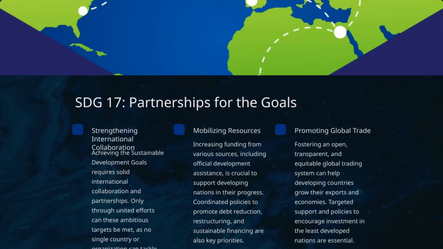Fostering an open, transparent, and equitable global trading system is really crucial for helping developing countries expand their exports and boost their economies. When we target support and craft policies that encourage investment in the least developed nations, we can make a real difference. Promoting global trade isn't just about removing barriers. It's also about increasing funding from various sources, including official development assistance. This financial support is vital to help these countries progress. And it's equally important to have coordinated policies that focus on debt reduction, restructuring, and sustainable financing. These are key to ensuring long-term stability and growth.